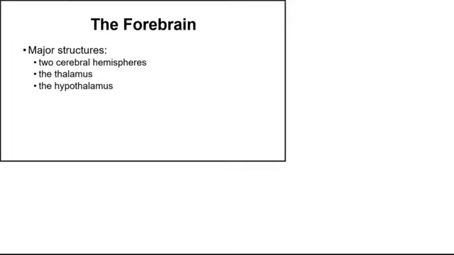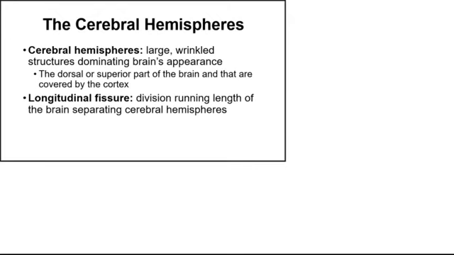There's quite a bit of terminology though, so when we have these info-heavy lectures, I try and keep it to minimal topics at once. So when we talk about our cerebral hemispheres, and I'm going to hop between our text slide and our visual slide, these are the large, wrinkled structures that dominate the brain's appearance.